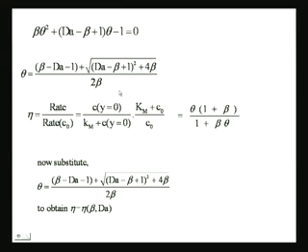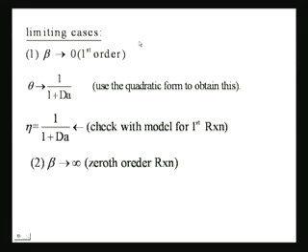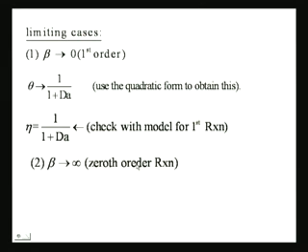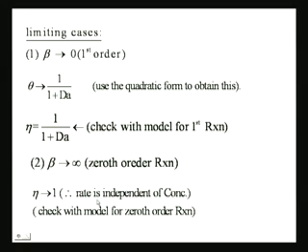Is it clear, Lisa? You cannot put it directly into the solution because it will blow up if you do. Put it into the quadratic form and get it. Similarly, for beta going to infinity, you also have to put it into the quadratic form, and what you will get is eta going to 1.